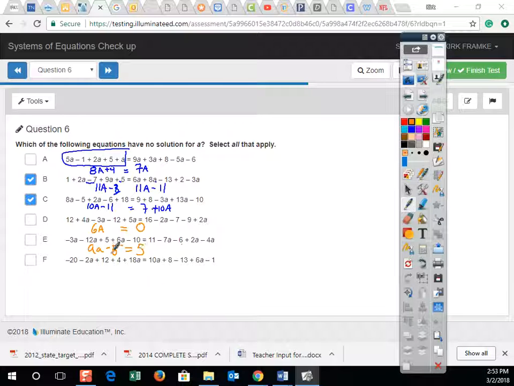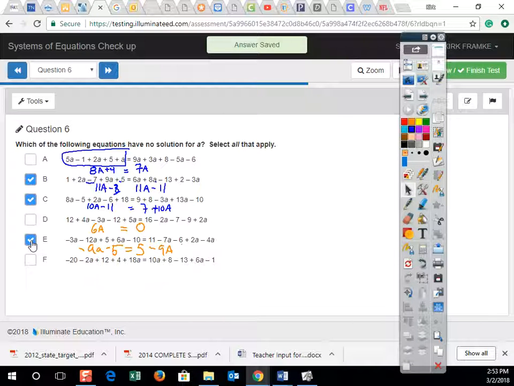All right, so we have 9a minus 5. 11 minus 6 is 5. Negative 7a plus 2a is negative 5a. Negative 5a minus 4a is negative 9a. And I'm going to double check on this one. So that's negative 15. Negative 15 plus 6 is going to be negative 9. So this one has different y-intercepts, same slope. Therefore, it is going to have no solution.